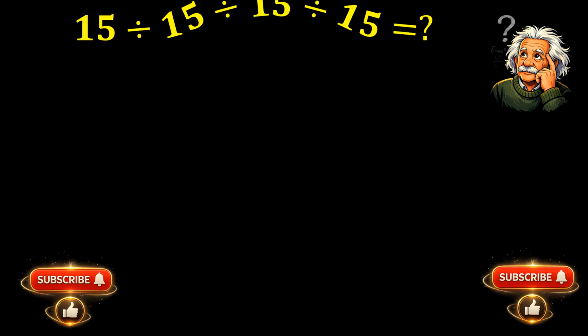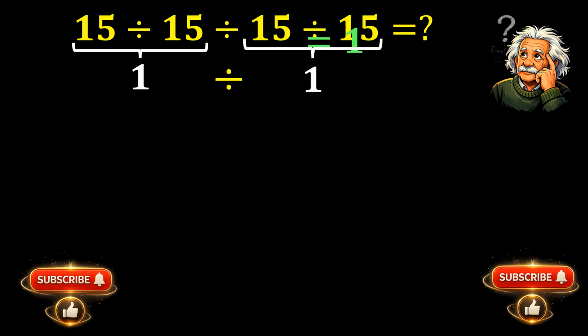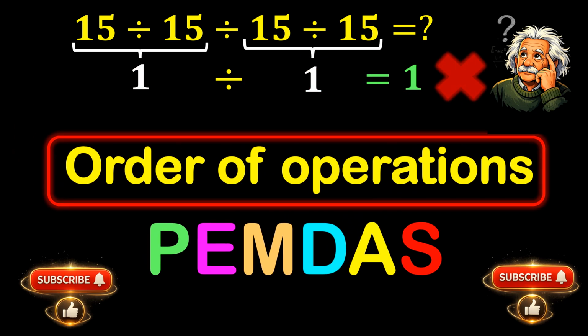15 divided by 15 divided by 15 divided by 15. 99% of people who solve it wrong do it like this. They say 15 divided by 15 is 1, again 15 divided by 15 is 1, and finally 1 divided by 1 equals 1. But this answer is completely wrong because they don't follow the order of operations, which we call PEMDAS.